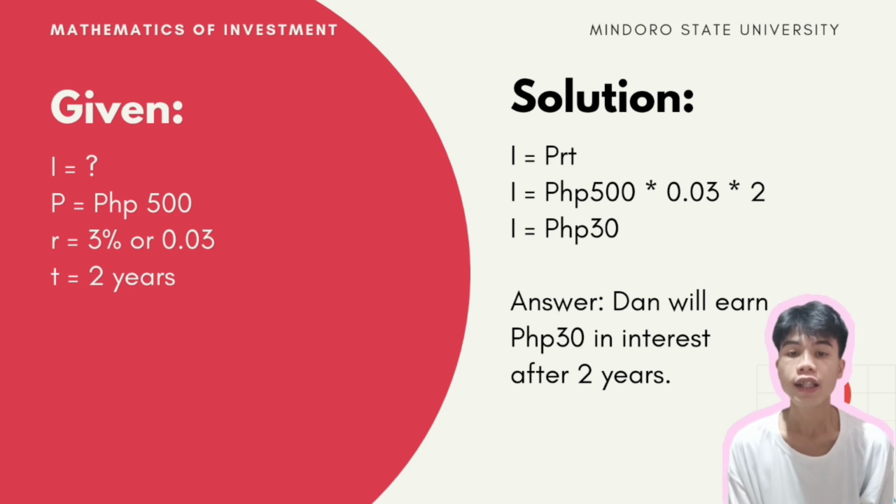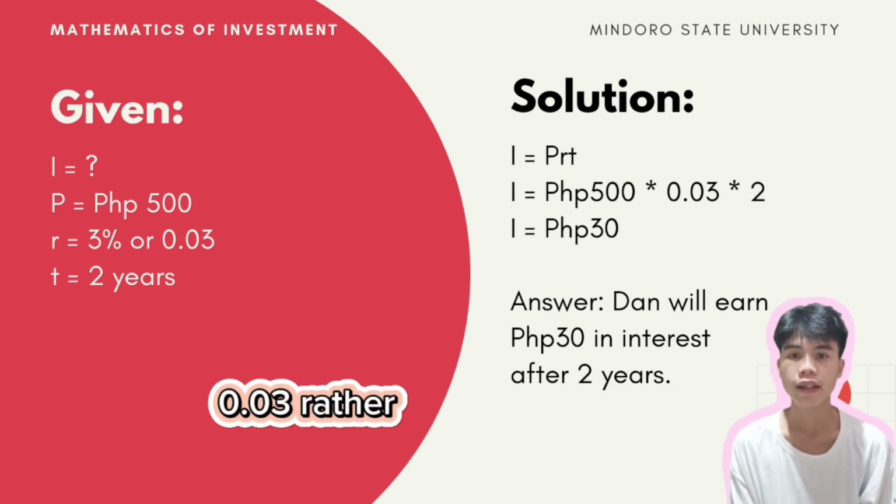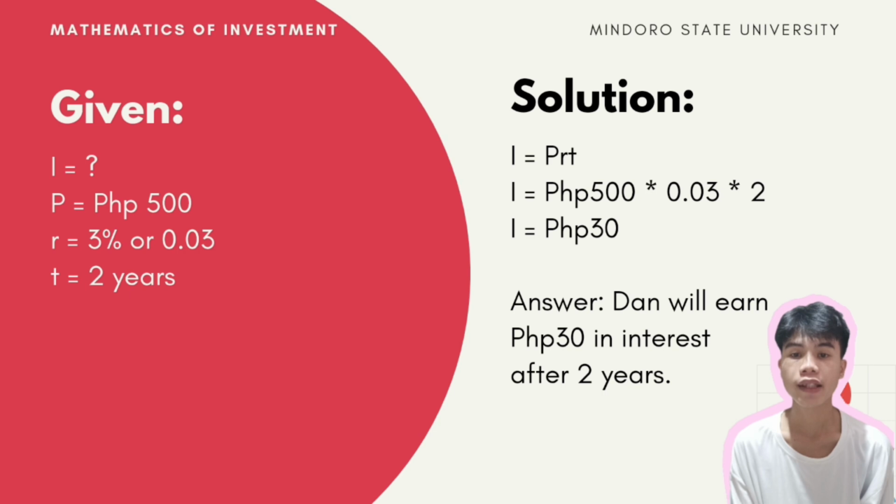To find the answer, we just need to substitute the given values to the formula. Then the equation will be I is equal to 500 times 0.3 times 2. Then I is equal to 30 pesos. So the answer is Dan will earn 30 pesos in interest after 2 years.